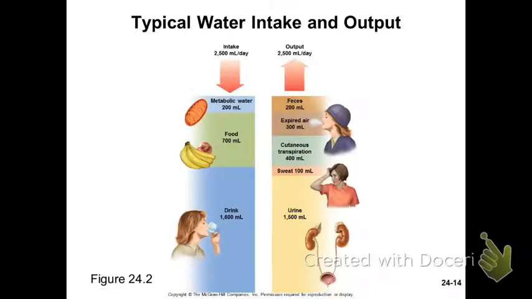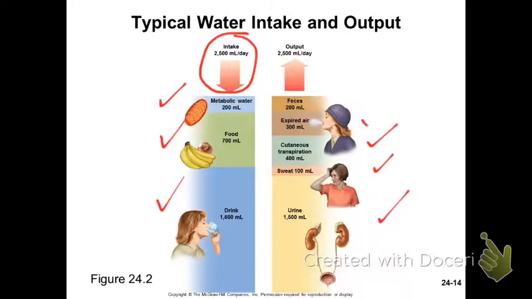So here is what I've said in picture form. We have the intake, about 2,500 mils every day. Where does it come from? Metabolic water, your food, and your drink. And then every day we're losing water through our urine, sweat, transpiration, expired air, and feces. Okay, so these are equal to each other, input and output.